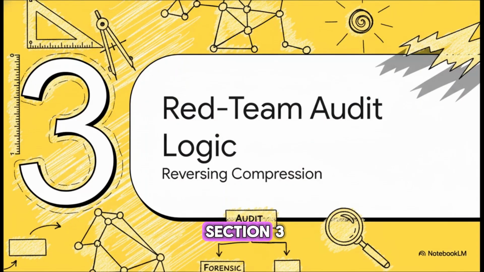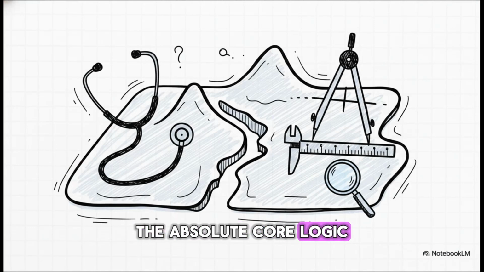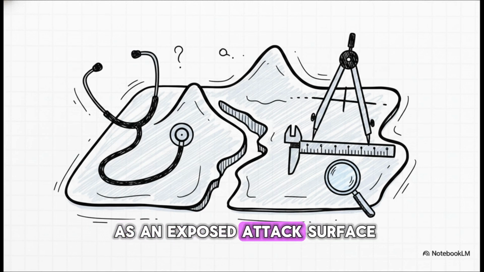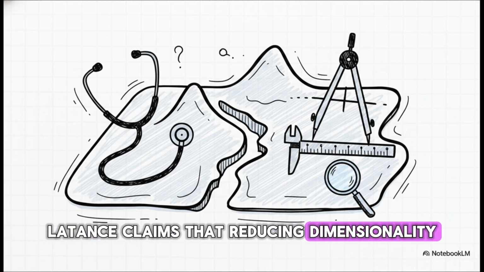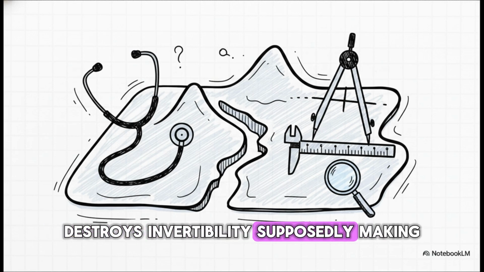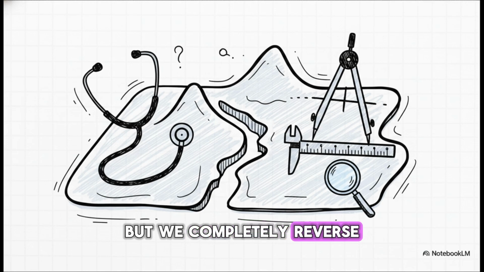That brings us to Section 3, the red team audit logic. The absolute core logic of a red team audit is shifting your perspective. You have to stop looking at this scalar stream as a broken puzzle and start treating it as an exposed attack surface. Usually the defense of compressive latents claims that reducing dimensionality destroys invertibility, supposedly making it safe. But we completely reverse that argument.